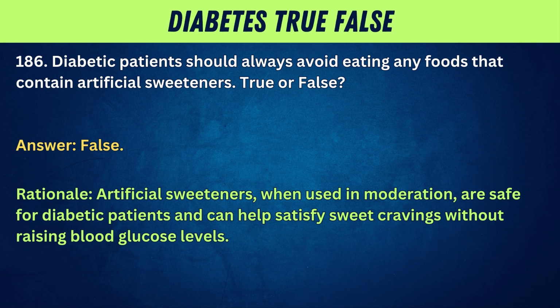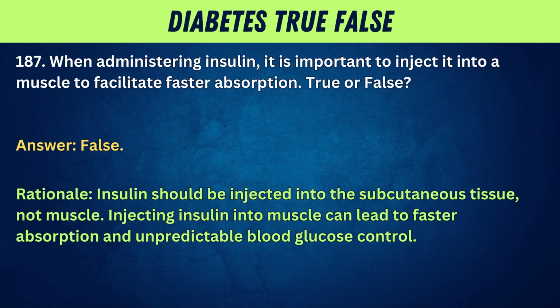187. When administering insulin, it is important to inject it into a muscle to facilitate faster absorption. True or false? Answer: false. Rationale: insulin should be injected into the subcutaneous tissue, not muscle. Injecting insulin into muscle can lead to faster absorption and unpredictable blood glucose control.